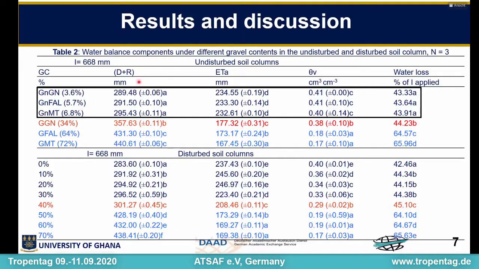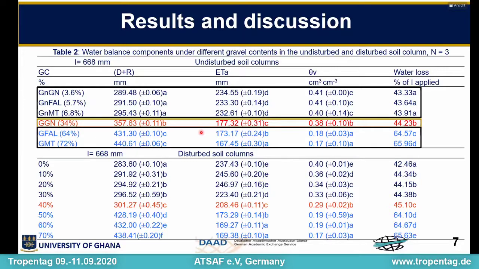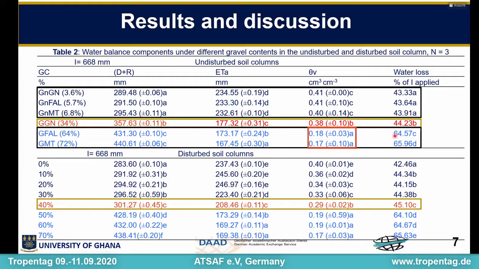And what we observe is that all the different water balance components were not significantly different from each other. So a total irrigation of 668 millimeters throughout the planting season, and we didn't observe any differences in the different water balance components in this sample. But as the gravel content increased, we begin to observe some differences in the water balance components. Take, for example, about 44.28% of the total amount of water that was applied during the irrigation being lost, and the moisture content also decreased significantly, whereas the ET also reduced as the gravel content increased. And we saw a further reduction in the moisture content as the gravel content increased. And also about 46% of all the amount of water that was applied was lost as drainage.